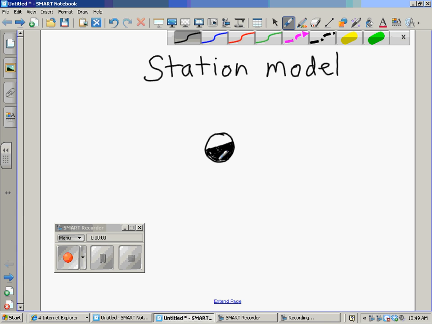The next thing I'm going to tell you about is in the upper left-hand corner of this station model. Right here, you're going to have the temperature, and it's either going to be in Celsius or Fahrenheit, depending on whichever station model it is. So that's temperature.